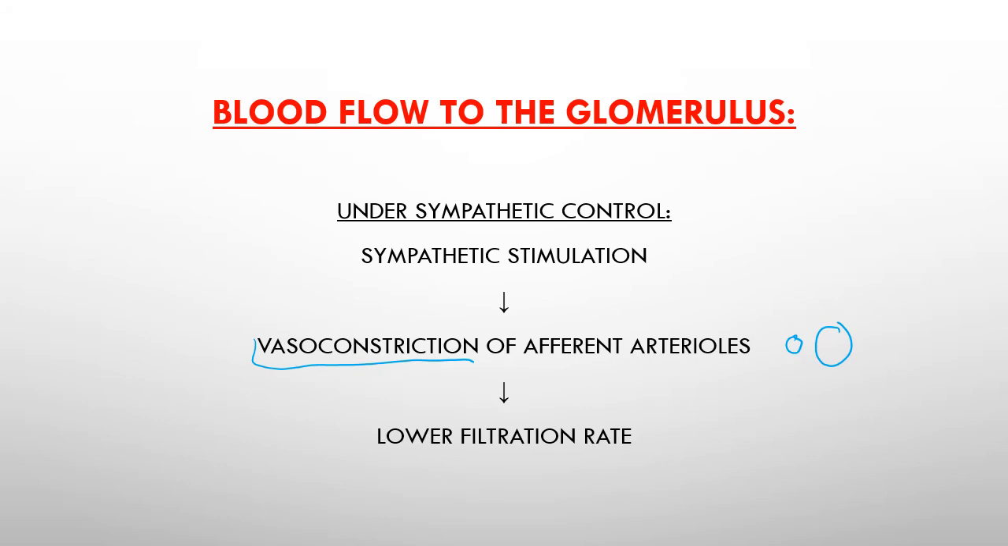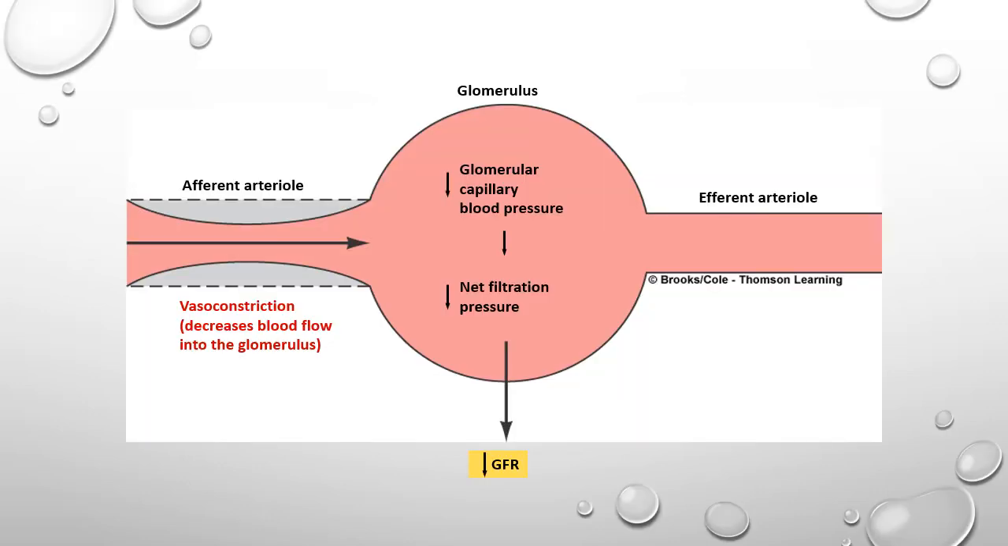So if we're under sympathetic, again, this is our fight or flight. And if we're in fight or flight, we don't want to be making urine. We don't need to be making urine if we're going to potentially die in a sense. And so our body's going to shut down that filtration process. And so here we have our vasoconstriction.